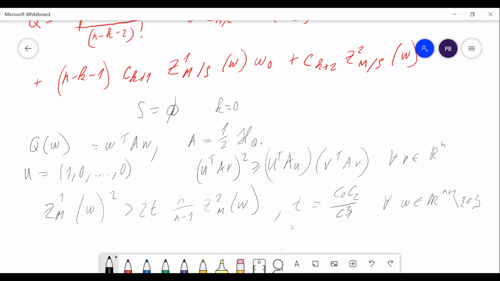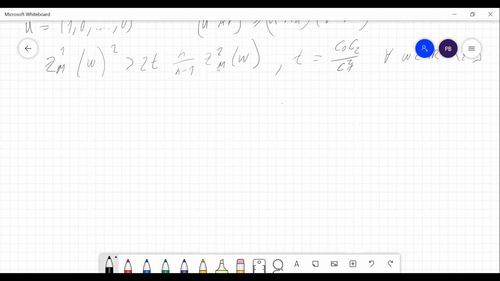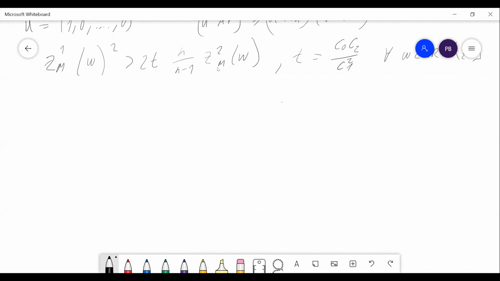So now we are going to introduce more definitions. And the definition we introduce is the definition of a loop.